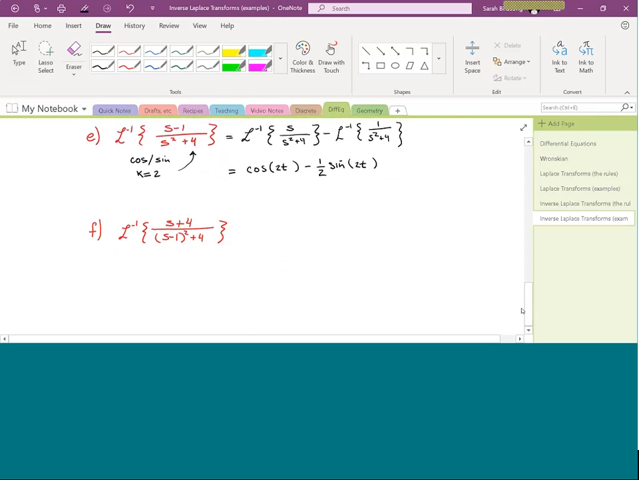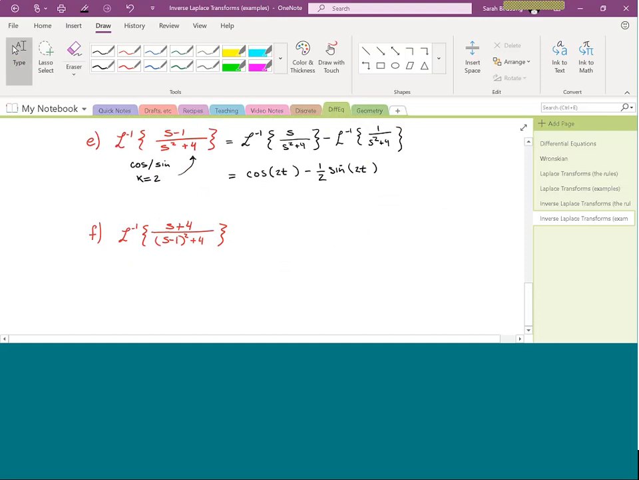Now the next example, I set it up to be almost identically the same. Okay? There are some differences. Can anybody spot the difference between that last example labeled with an E and this next example labeled with an F, besides the +4 on the top?